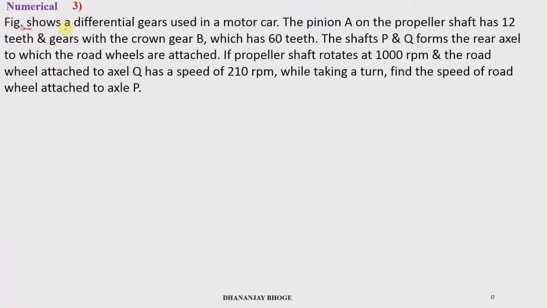So the figure shows a differential gear used in a motor car. The pinion A on the propeller shaft has 12 teeth, and it gears with the crown gear B, which has 60 teeth. The shafts P and Q form the rear axle to which the road wheels are attached.